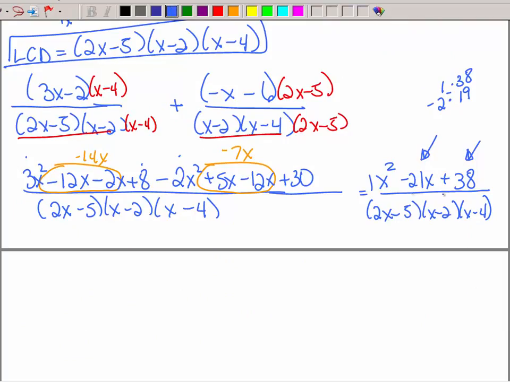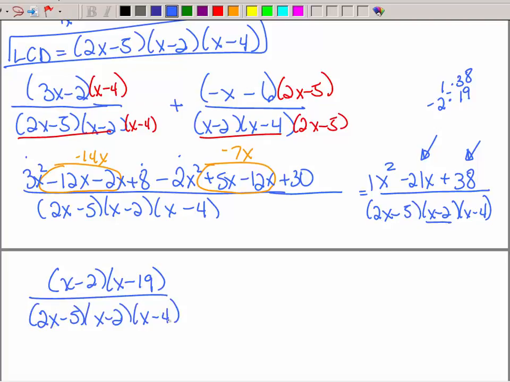So let's keep going. I'm going to factor that as x minus 2 times x minus 19. And I kind of see that x minus 2 in the bottom, so I know that's going to reduce. So I want to now reduce and write down my final answer. And again, just being careful, putting everything in parentheses.